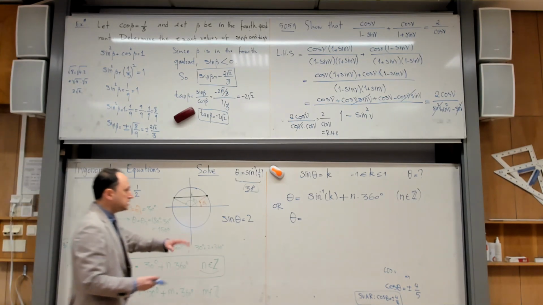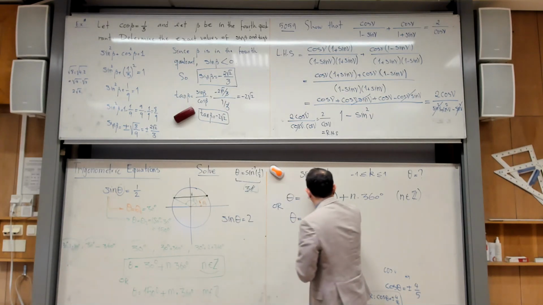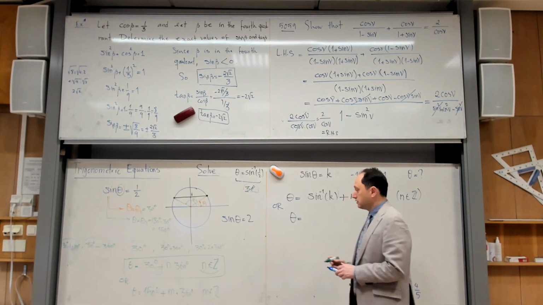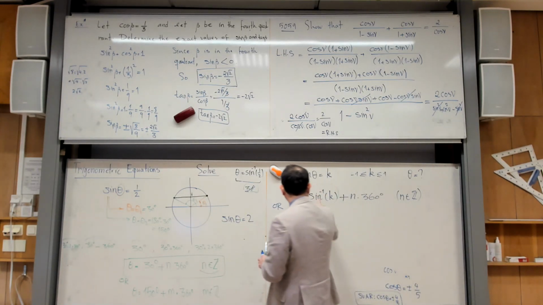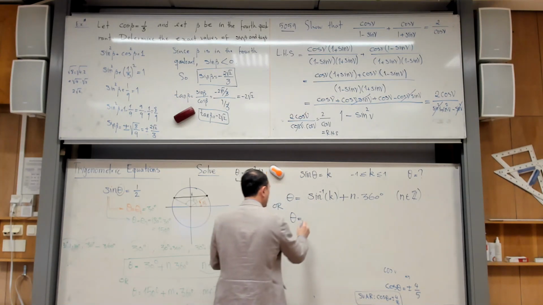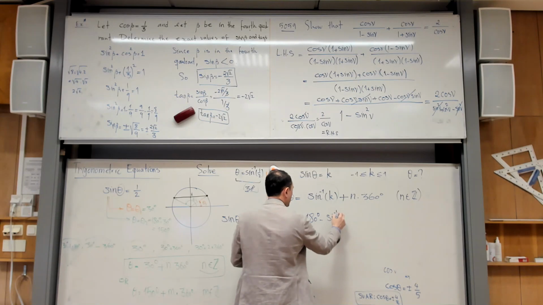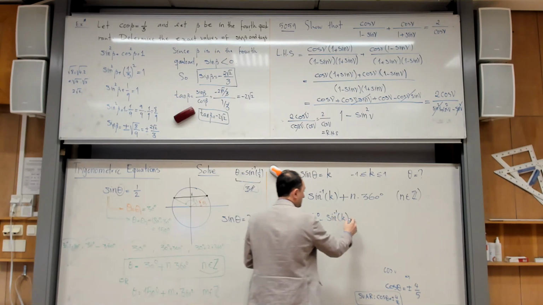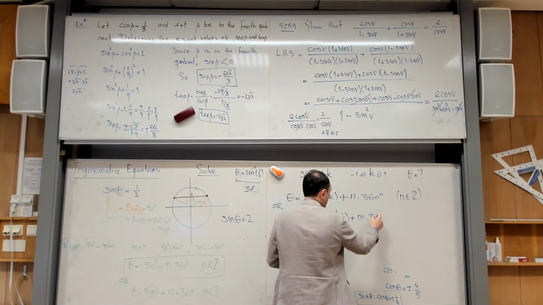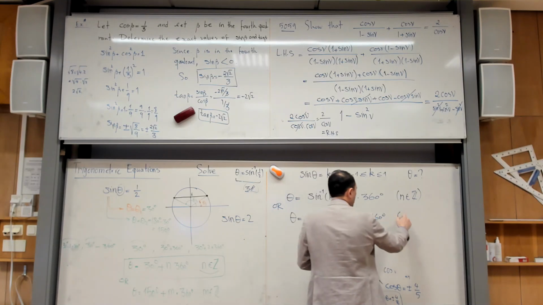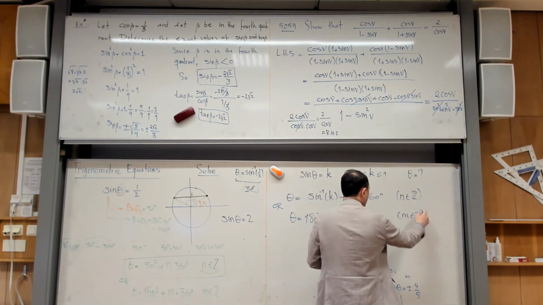Because this number is playing the role of 30 here. So whatever this number is, I have to write 180 degrees minus sine inverse of k. And then plus probably m times 360 degrees. m belongs to Z. Do you understand what's going on? Don't get confused.